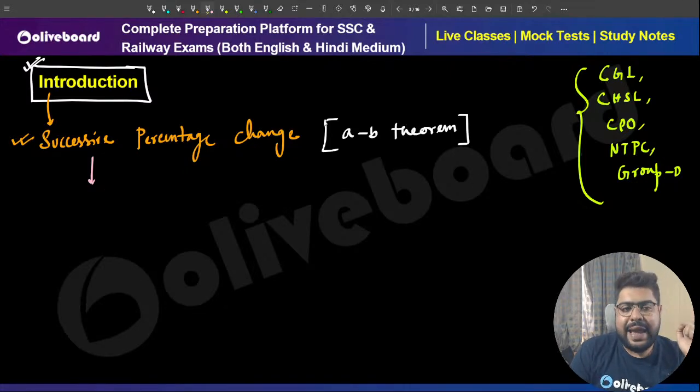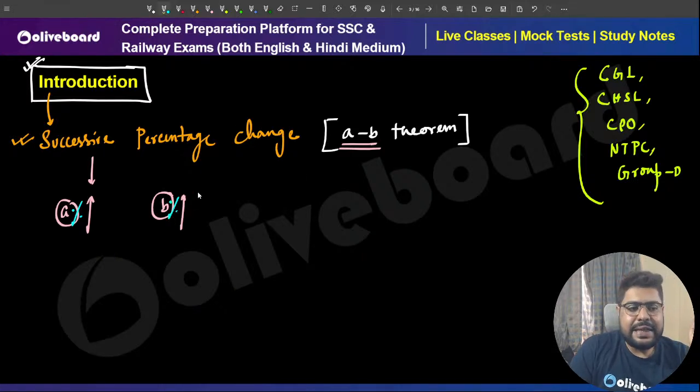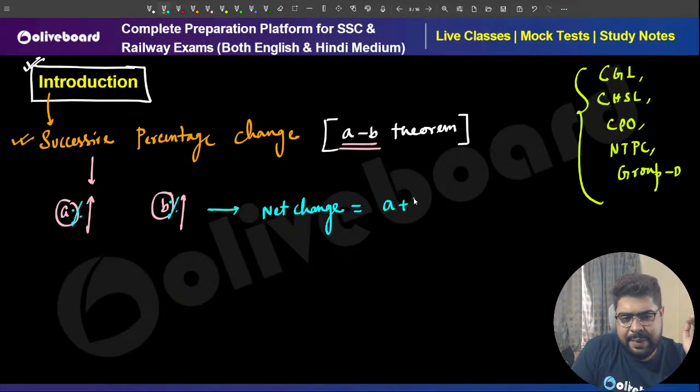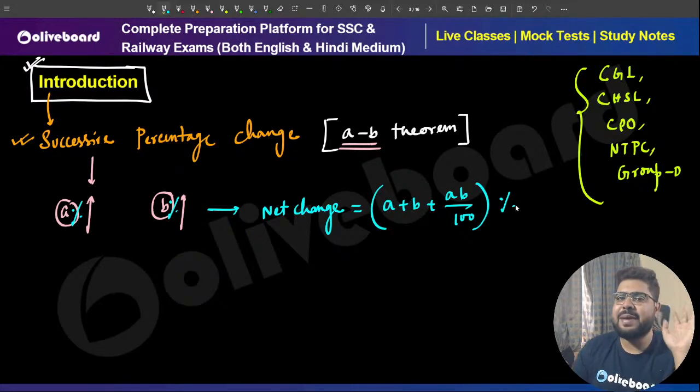The AB theorem is saying, if there is an A% change in the first place, and then there is another B% change, first change worth A percentage, second change worth B percentage, then the net change will always be A plus B plus A times B divided by 100, in terms of percentage. That was your basic AB theorem.